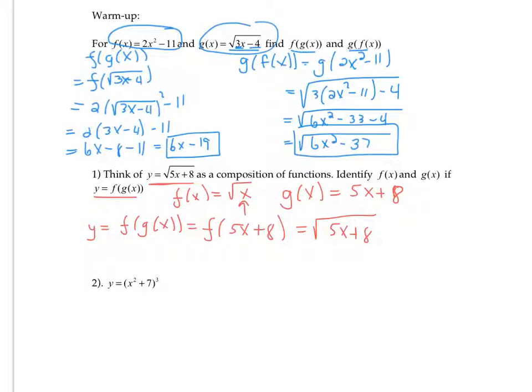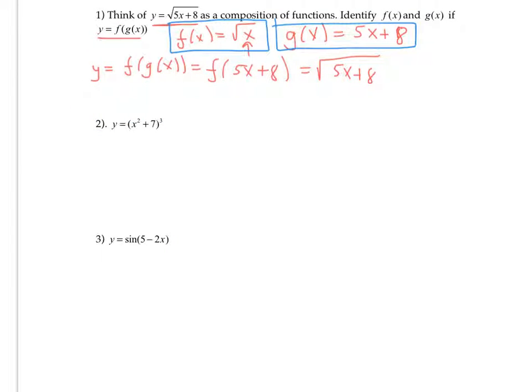So again, we can break this equation down into a composition of two functions, the outer function being the square root of x, the inner function being 5x plus 8. Okay, so we're going to apply that same idea to this one, y equals x squared plus 7, that whole quantity cubed. So notice that we have a quantity in parentheses, that's our inner function, and then we're raising it all to the third power. So our outer function will be to take x and raise it to the third power. The inner function, g of x, is equal to x squared plus 7.